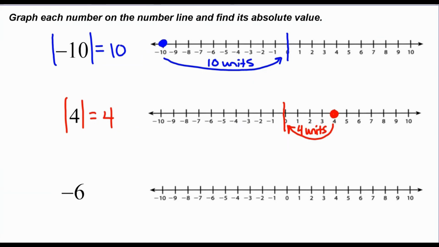And then the last one, we have negative 6. Negative 6 is right here on the number line, and here is 0 again. How far away from 0 is negative 6? Well, negative 6 is 6 units from 0, so we would say the absolute value of negative 6 is 6. So again, very basic concept. Just be careful not to confuse it with opposites.